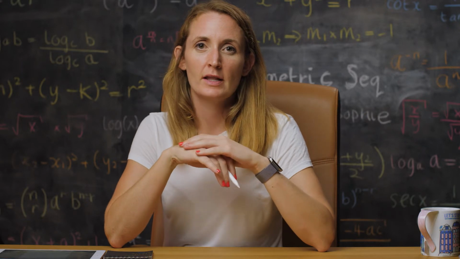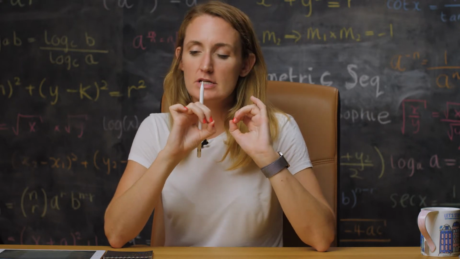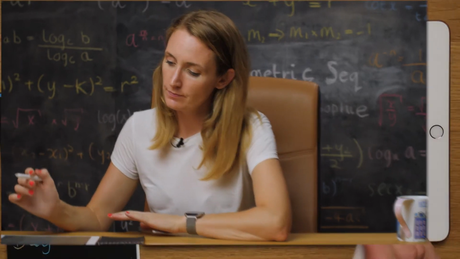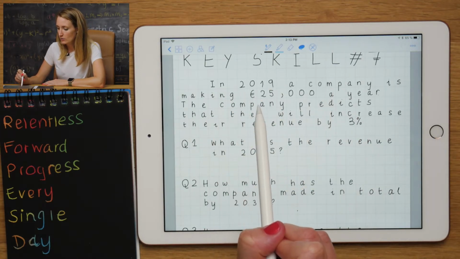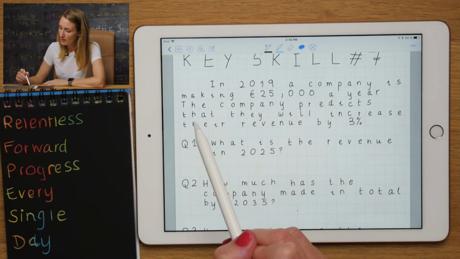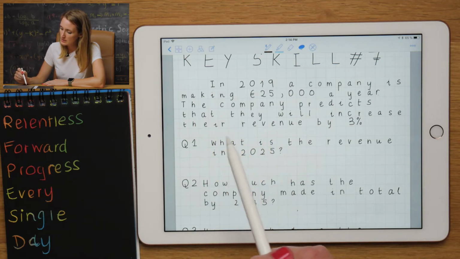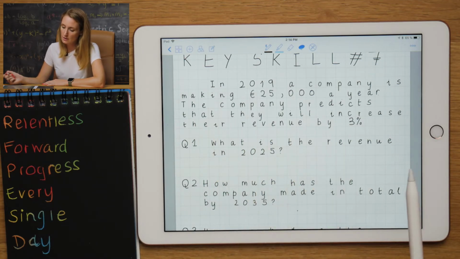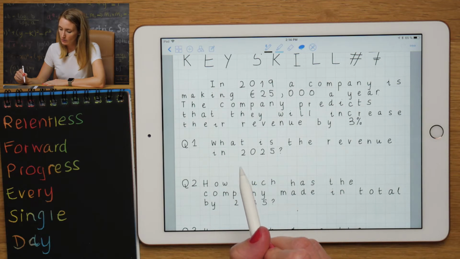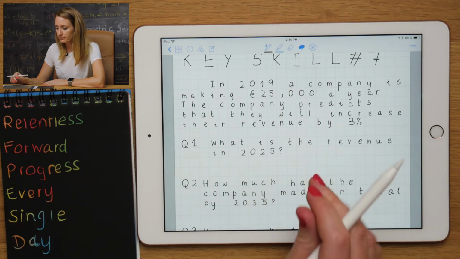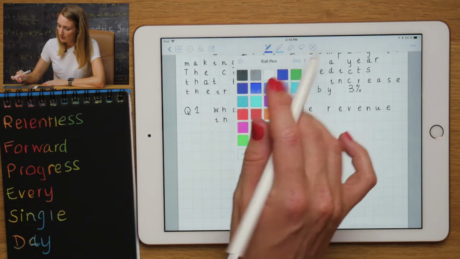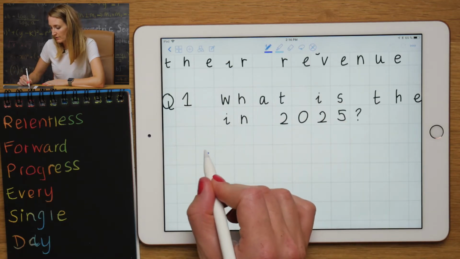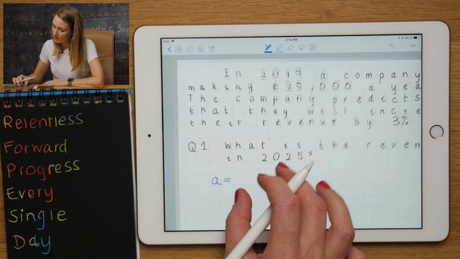In Key Skill 7, we're going to get down to the really nitty-gritty exam-style questions. We're told in 2019 a company is making 25,000 euros a year. That company predicts that they will increase their revenue by 3%. What is the revenue in 2025? Okay, the first thing is to identify the A. The A is how much money they made in the first year, which was the 25,000.